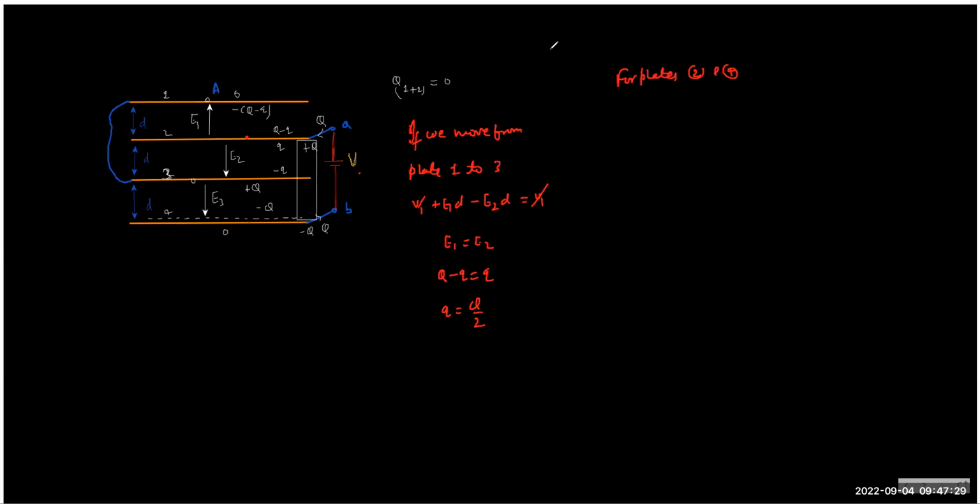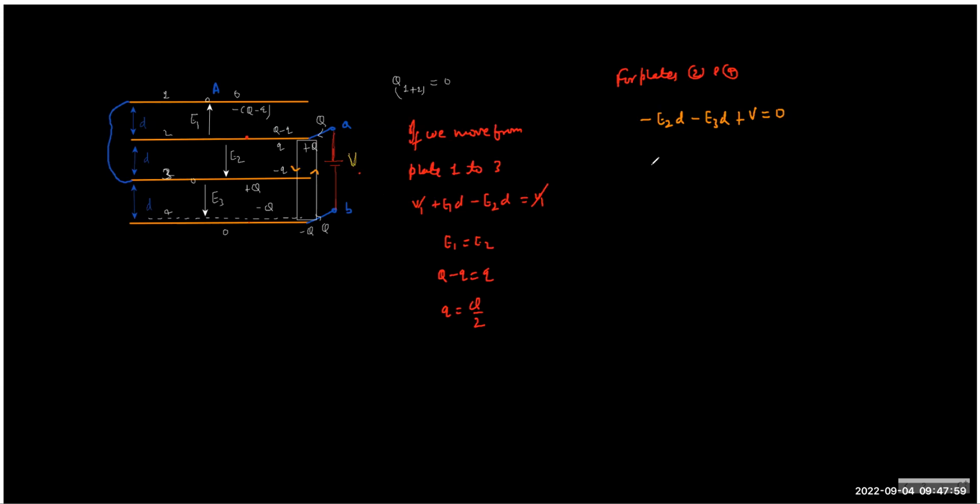So the way of writing is simple. Can I write minus E2d? I'm walking from 2 to 3 first. Then minus E3d. Again, there is a drop. And if you come back through the battery part, it will be plus V. Yes. It's the same thing, right? Equals to 0. It's like a loop. I'm moving in a loop.